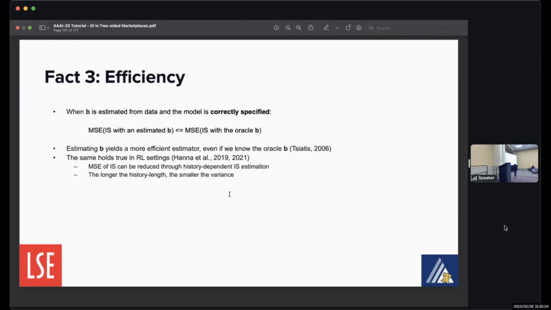This phenomenon has been discovered and well studied in the classical statistics literature. Recently, a few papers show that the same finding also holds true in reinforcement learning. In reinforcement learning, you can also construct importance sampling estimators, and they show that the MSE of the resulting estimator can be reduced through history-dependent importance sampling, and the longer the history length, the smaller the variance.